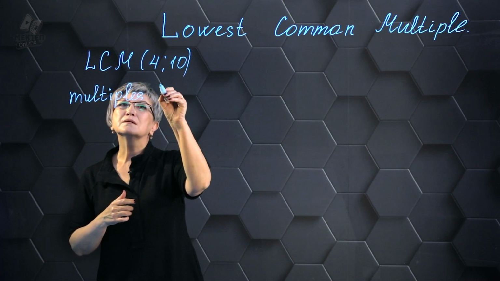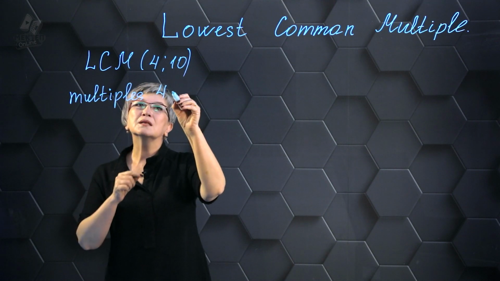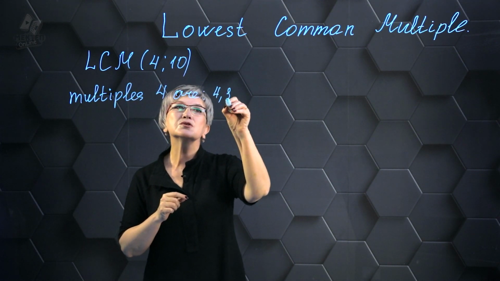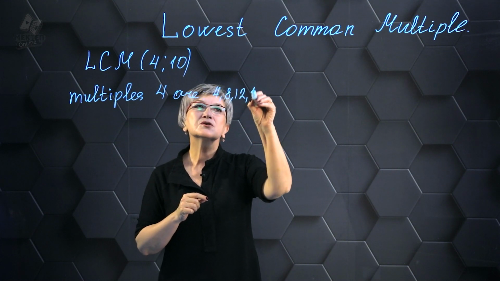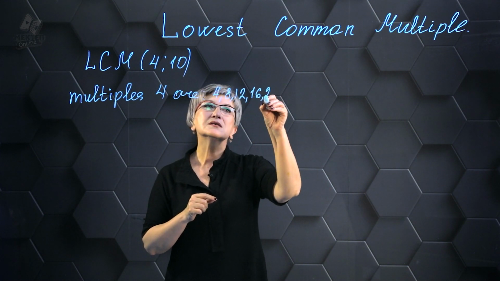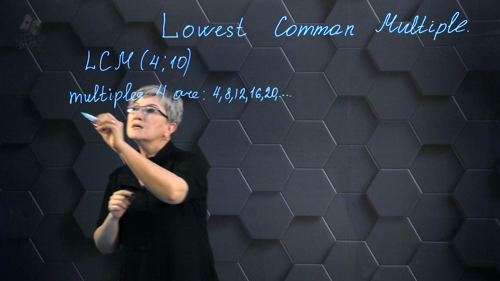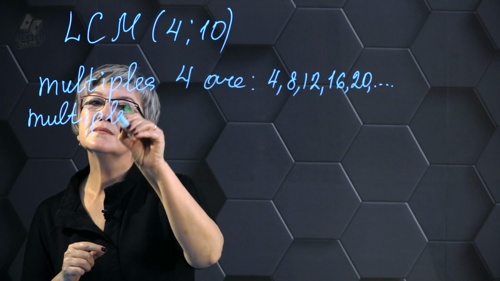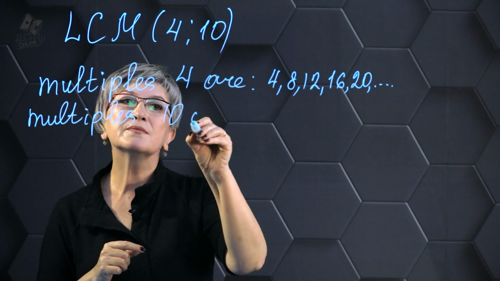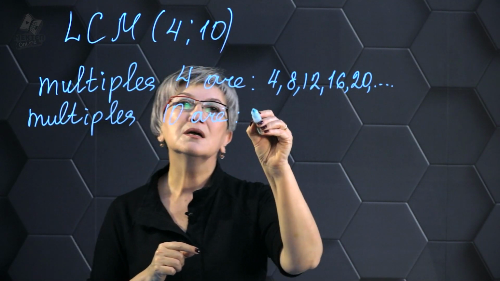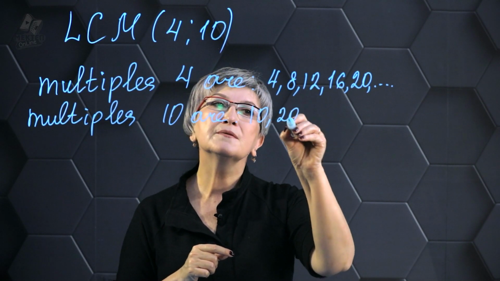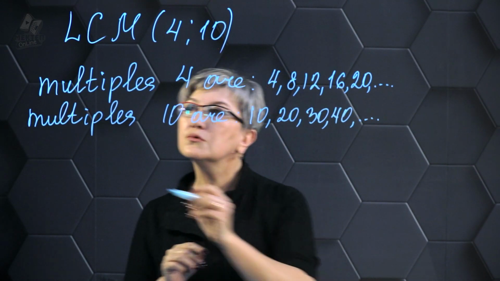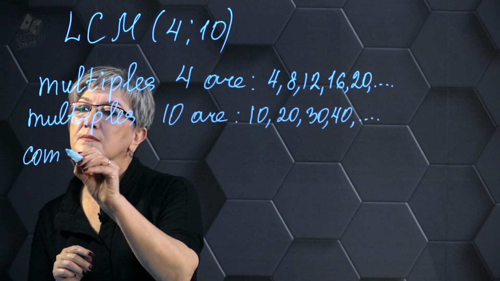All right, multiples of 4 are the following numbers: 4, 8, 12, 16, 20, and so on. The next numbers are the multiples of 10. These are 10, 20, 30, 40, and so on, continuing in the same pattern without end. I won't write them all. Now we're recording the common ones.